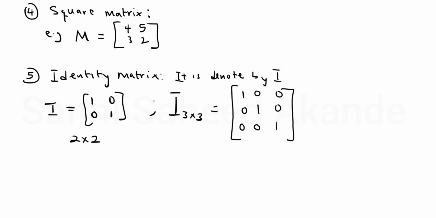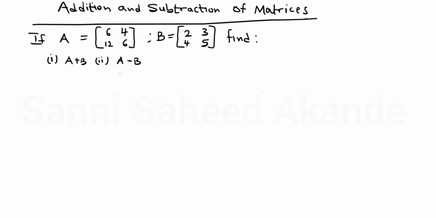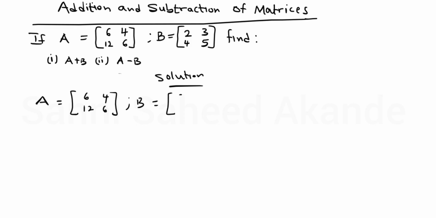The first questions we are going to be solving are under addition and subtraction of matrices. So how do we add and subtract matrices from each other? Let's do that with this first example. Solution. In this question, we are given A equal to 6, 4, 12, and 6, and B is given as 2, 3, 4, and 5. Then we are told to find A plus B.